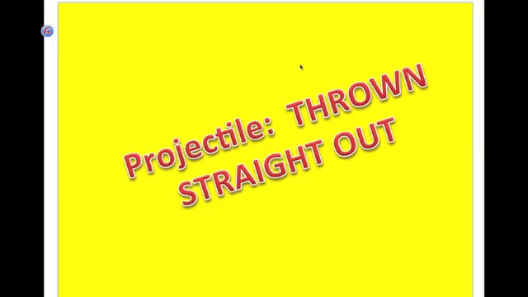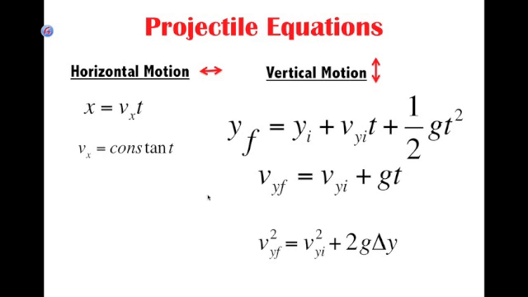All right, ladies and gentlemen, now it's time for projectiles that change position both horizontally and vertically. So let's talk about projectiles that are thrown straight out. With projectiles like that, they begin with only a velocity in the horizontal direction. So they will begin with a velocity in the x direction, but the velocity in the y direction will be 0 because they're not thrown up or down.